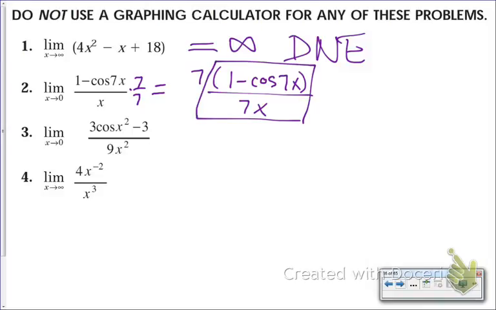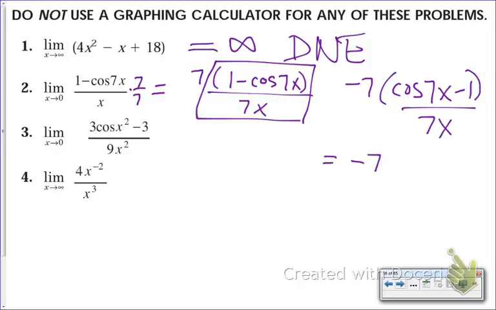So if you pull out a negative from the top, you get negative 7 times cosine 7x minus 1 over 7x, which is just negative 7 times 0, because remember the limit of that second piece is 0. So that's just 0. You could just figure out that you could use that rule. You don't even have to do any of that. You just know that it would be 0. Pretty much, yeah.